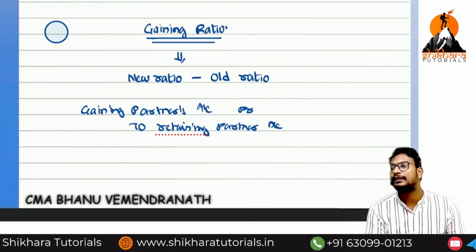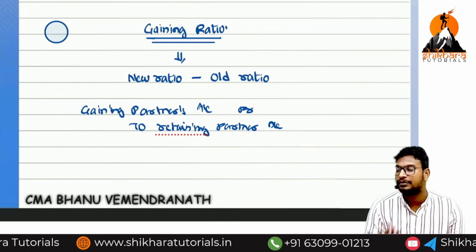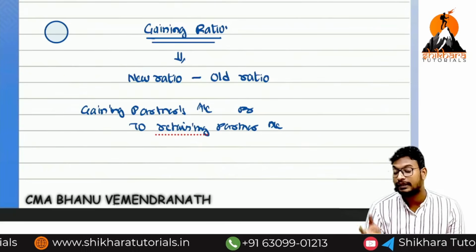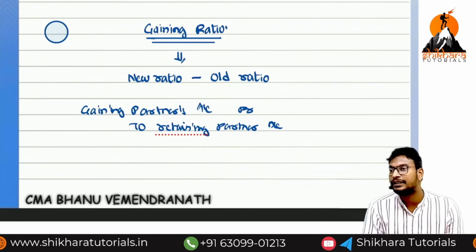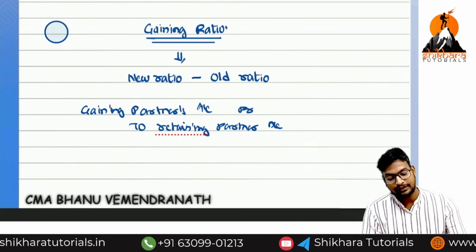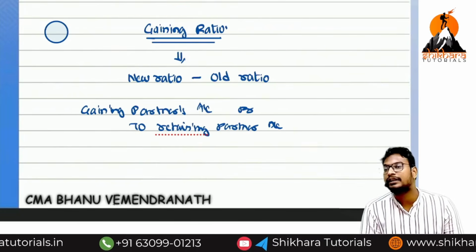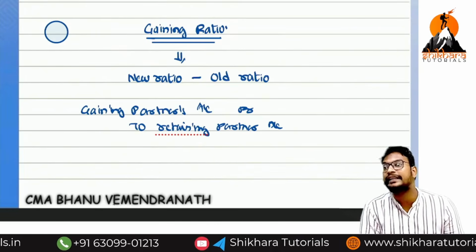How to calculate the goodwill? We know, we are having how many methods? 3 methods: simple average, weighted average, capital employed. So if you calculate the goodwill, the total goodwill of the firm we will get. Then what we need to calculate now? Based on the gaining ratio, we need to see the retiring partner's ratio, multiply with it, and distribute in the ratio of the gaining ratio.